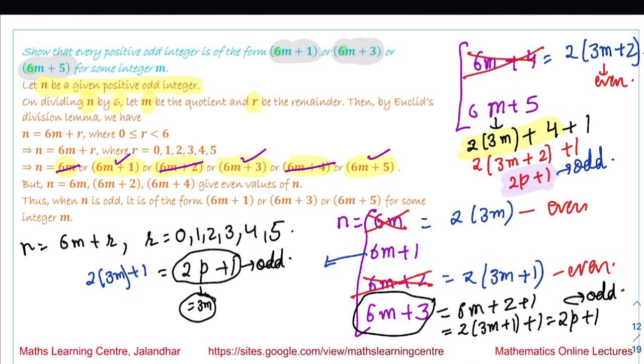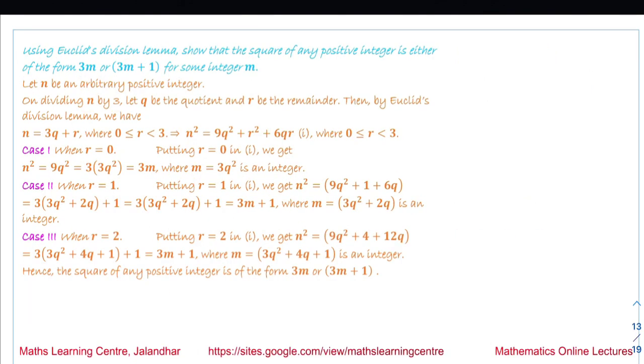Next is, using Euclid's division lemma, show that the square of any positive integer is either of the form 3m or 3m plus 1. So we are saying let n be any positive integer. On dividing n by 3, why are we dividing it with 3? It is 3 over here. So we are dividing it with 3.